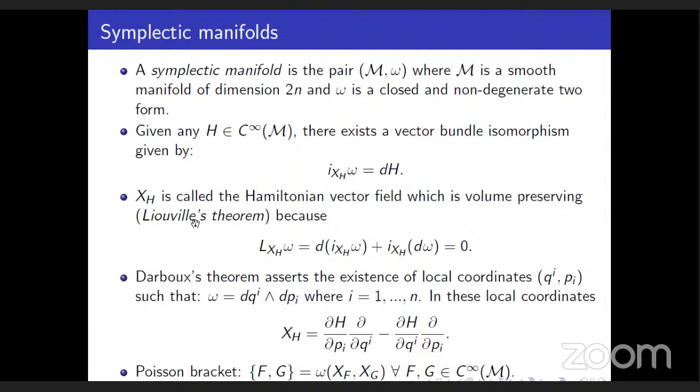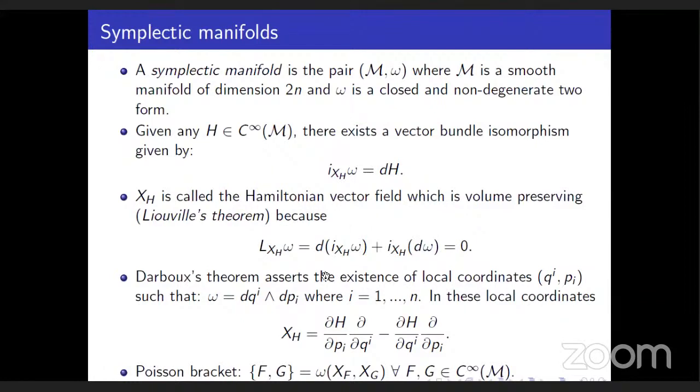X_H is called the Hamiltonian vector field, and this is volume preserving. This is something in StatMech we know as Liouville's theorem, and it follows because if you take the Lie derivative of omega with respect to X_H, it gives you 0. That's the Cartan formula. The second term vanishes because omega is closed. The first term vanishes because d squared is anyway 0.